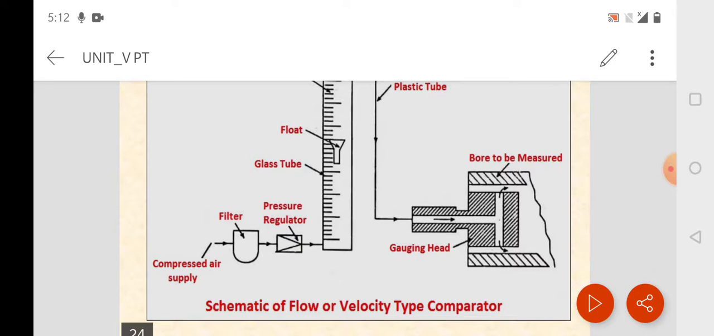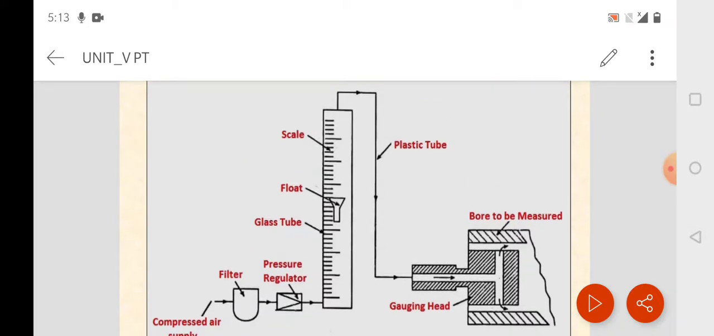The internal diameter of a cylinder or bore can be checked very easily with the help of this gauging head. As it is inserted, the air escapes through the gap between the walls of the gauging head and the cylinder bore. If it is escaping very easily, this float will be at a lower position. If it is restricted or the gap is very small, then this float will be at the highest position. First this float is adjusted to 0 with the basic size, meaning a standard workpiece is tested, and this float is adjusted to 0.